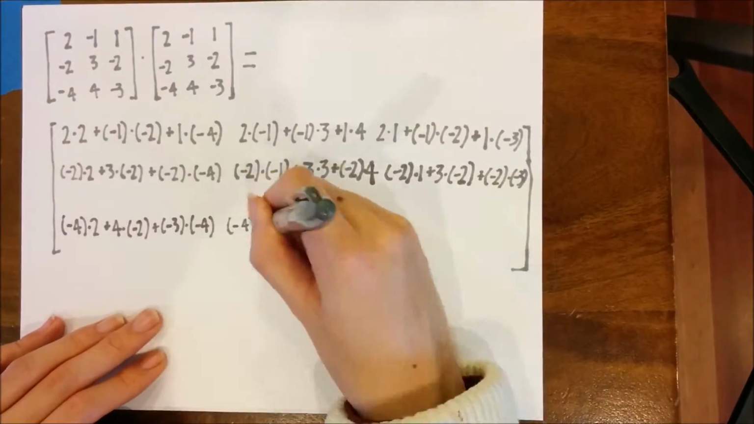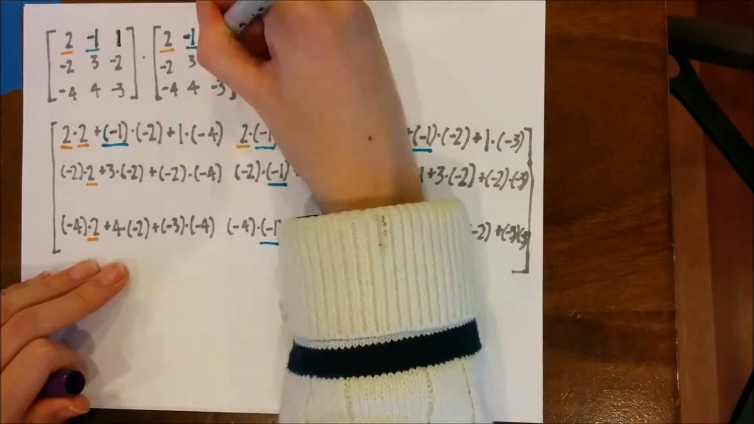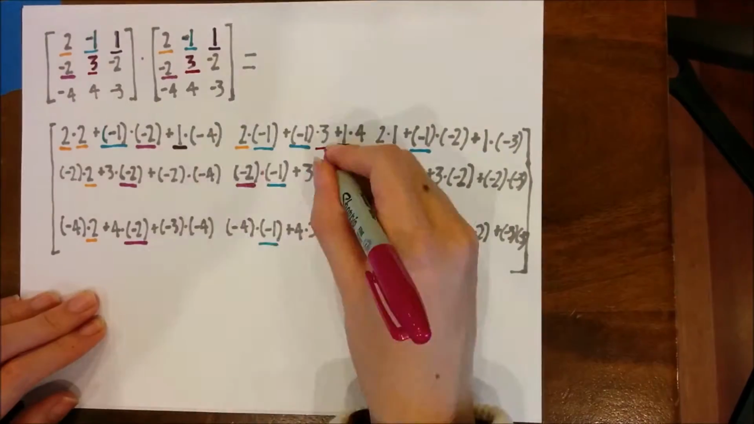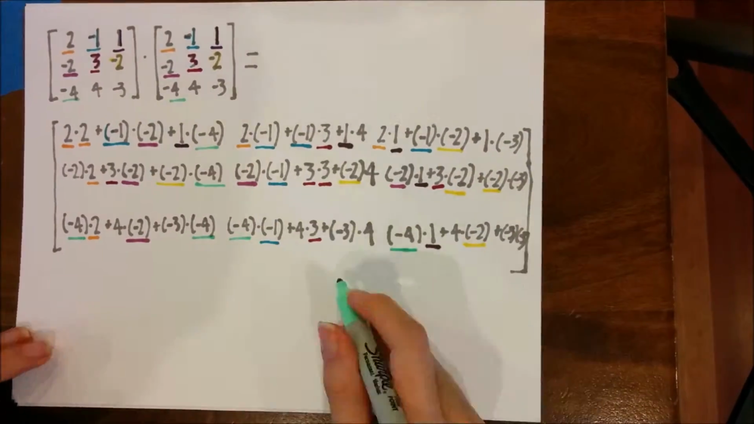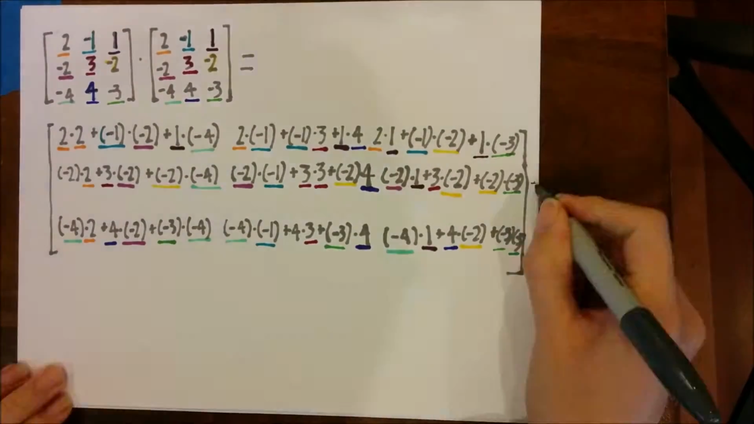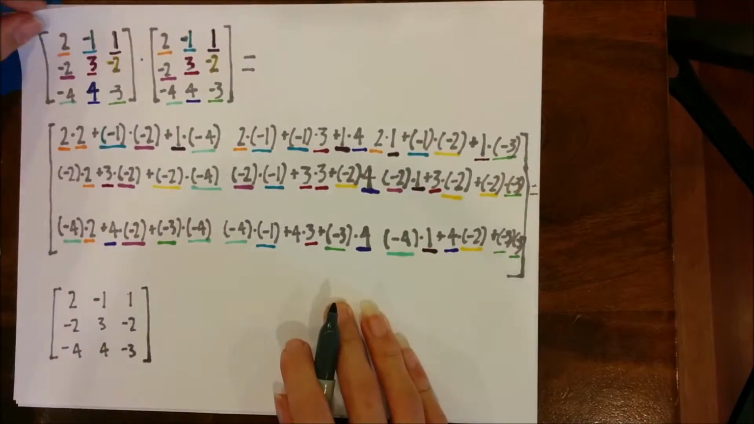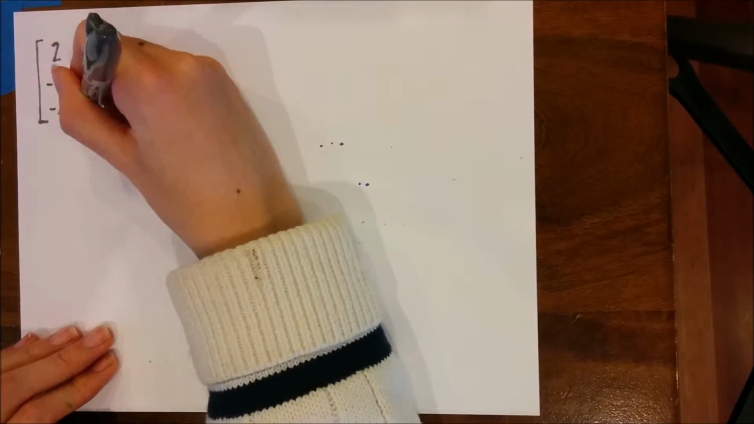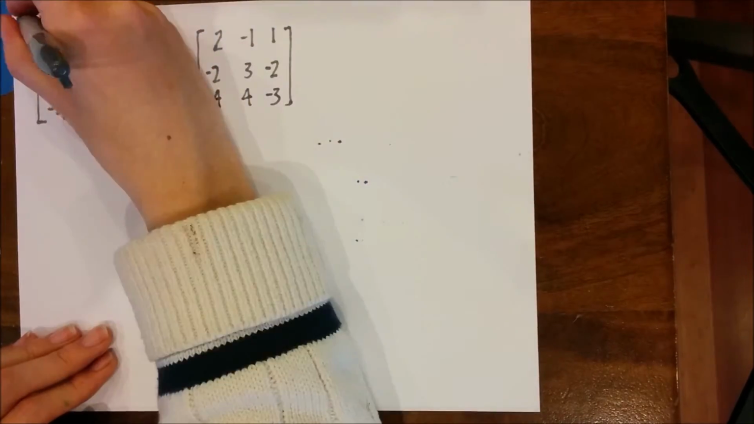This means that if we raise the matrix to the 100th power, then we really are just multiplying the same thing over and over again. We get the same result every time, and in the end, get the original matrix 2, -1, 1, -2, 3, -2, -4, 4, -3.